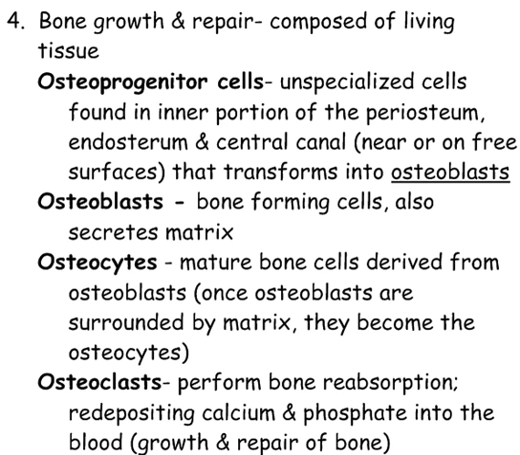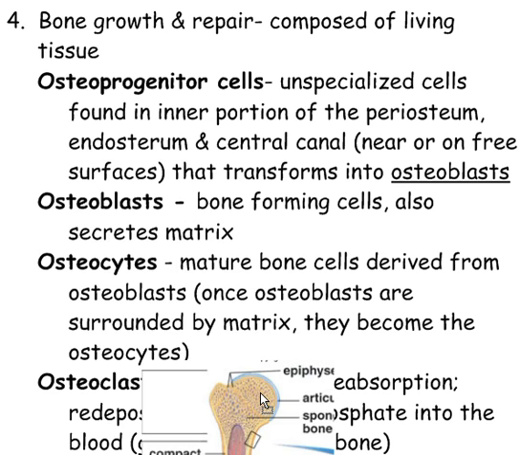The first cell is the osteoprogenitor cell. Oste meaning bone, pro meaning beginning, gen, produce. So we have bone beginning, basically production. So that's almost giving you the definition of the osteoprogenitor cell. This is an unspecialized cell. It's found in the inner portion of the periosteum, the endosteum, and the central canal.